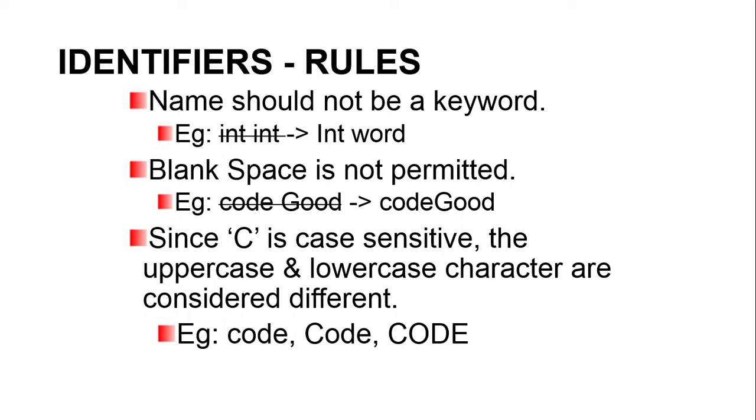And blank space is not permitted. It's a very important rule. Blank space is not permitted at all. Code space good is not a valid identifier. You should combine the two words, otherwise you can use an underscore between the two words. Code underscore good is a valid identifier, but code space good is an invalid identifier.